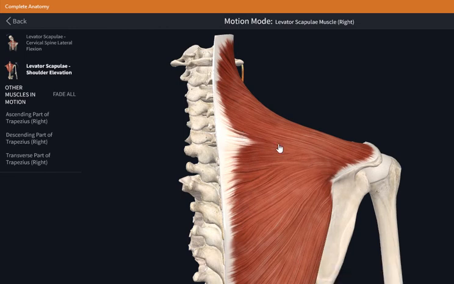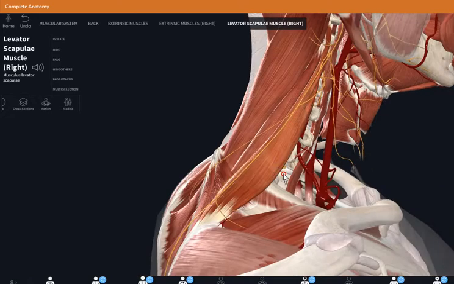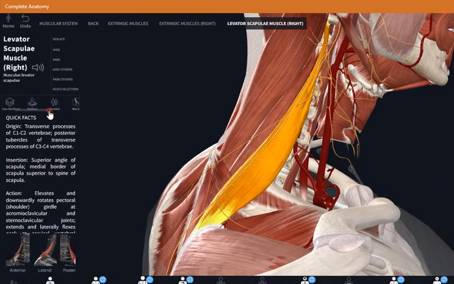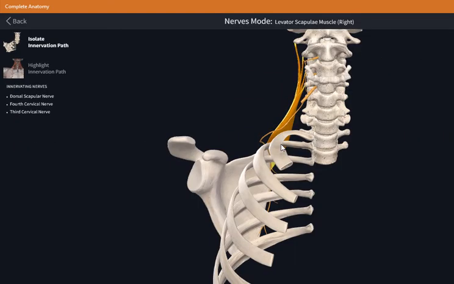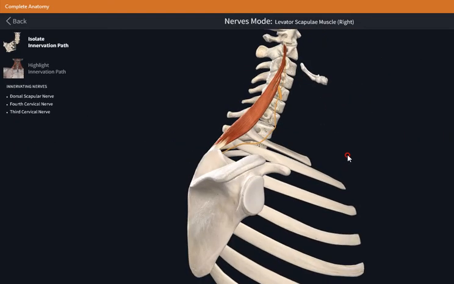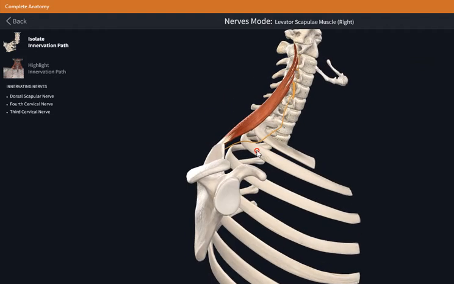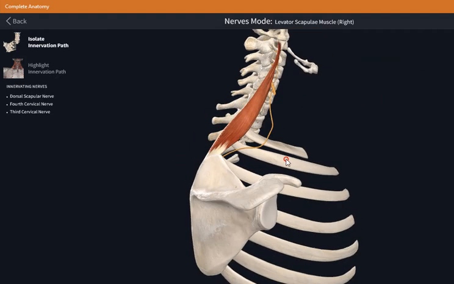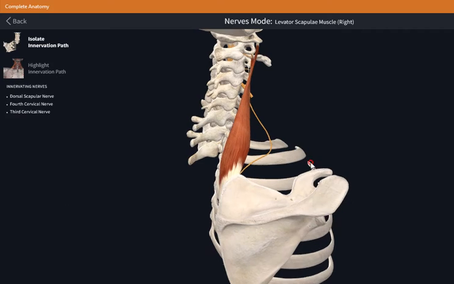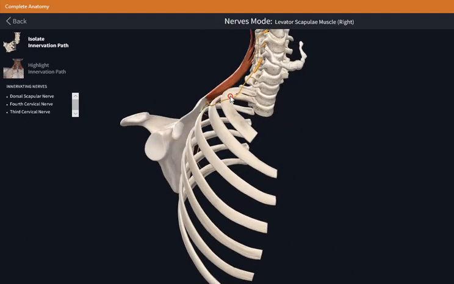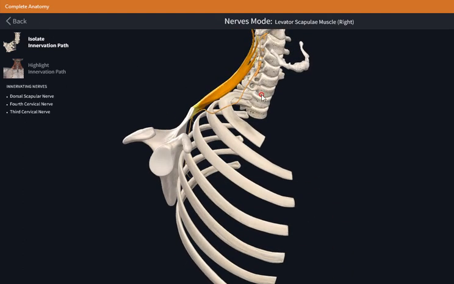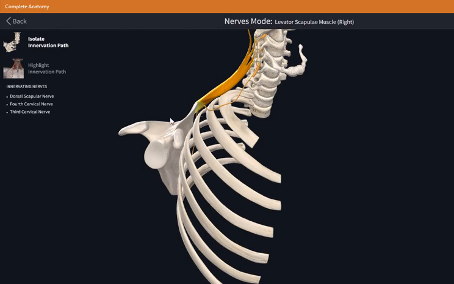So after having the levator scapulae done, we can now remove the scapulae. We have the nerve first. We can visualize the nerve of the scapulae. We can isolate it first, and we see that it's going to be the dorsal scapular nerve. The dorsal scapular nerve comes from the brachial plexus. So we have the dorsal scapular nerve, the fourth cervical nerve, the third cervical nerve. All these are coming around here. So the dorsal scapular nerve comes from the brachial plexus, so we see that it's already an extension of the upper limb here.